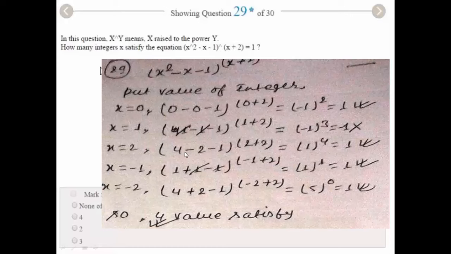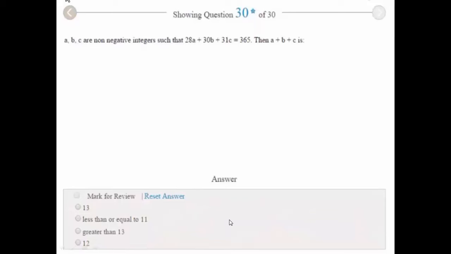X equals 2. After solving the equation, we got the value 1, so it is also satisfied. X equals minus 1, we got the solution 1, it is also satisfied. X equals minus 2, we got the solution 1, it is also satisfied. So 4 values are satisfied, and this is the easiest one.